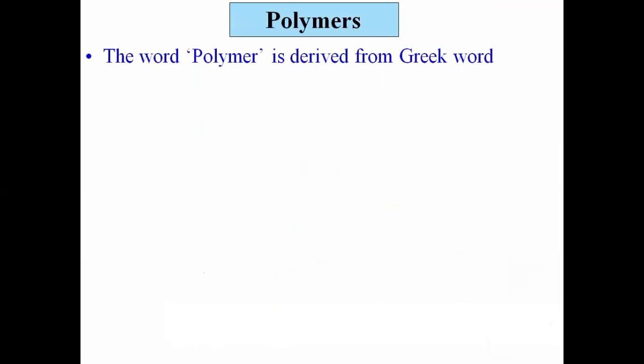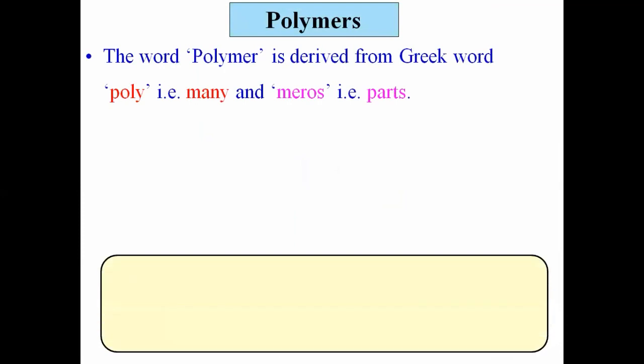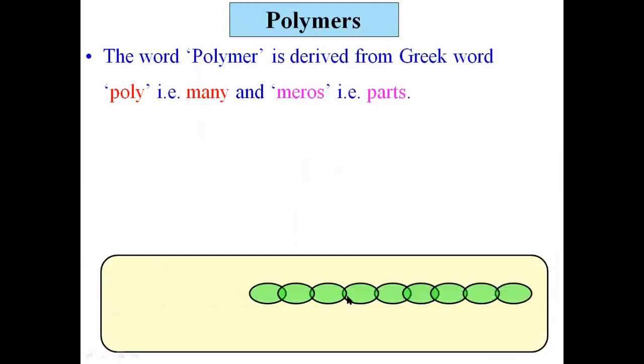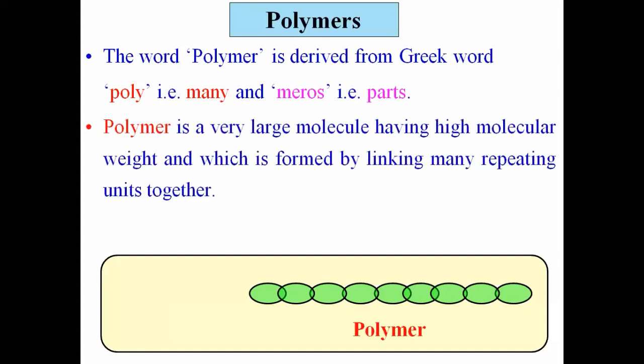This is a Greek word: poly means many, and meros means part. It means the compound has many parts, and those many parts are combined together to form a polymer. This is a long chain compound with a number of small units linked to each other, and such compounds are called polymers. Simply, a polymer is a very large molecule.